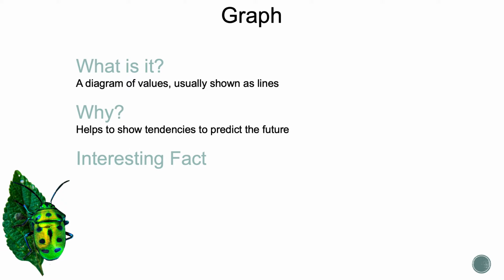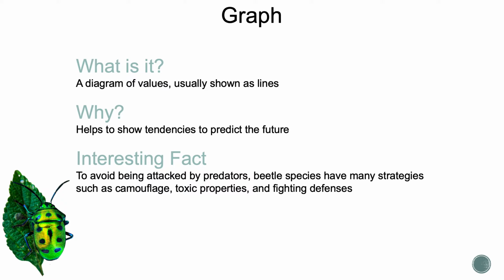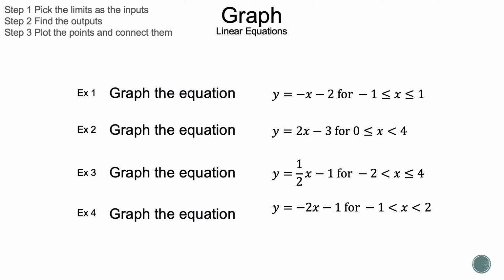Interesting fact. To avoid being attacked by predators, beetle species have many strategies, such as camouflage, toxic properties, and fighting defenses.